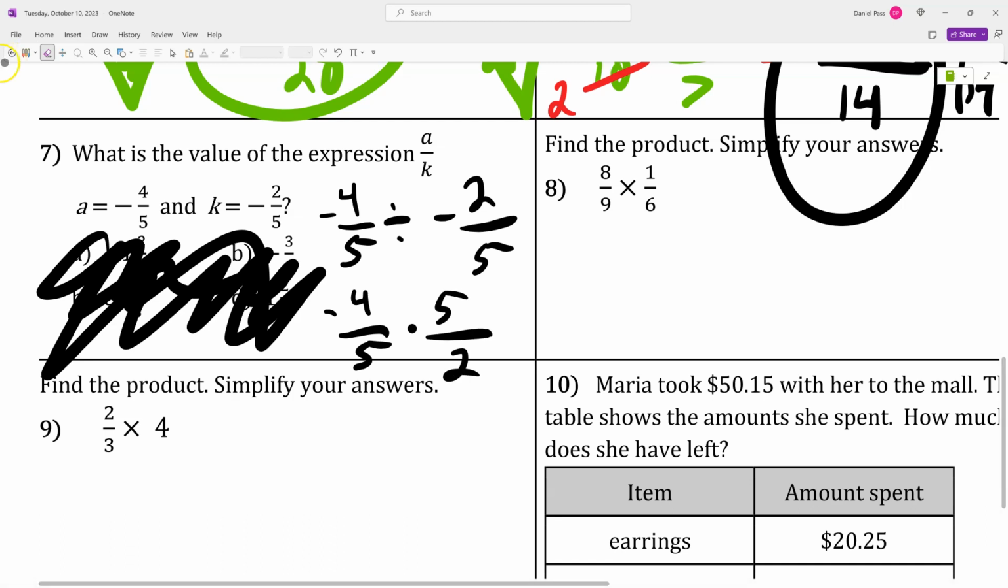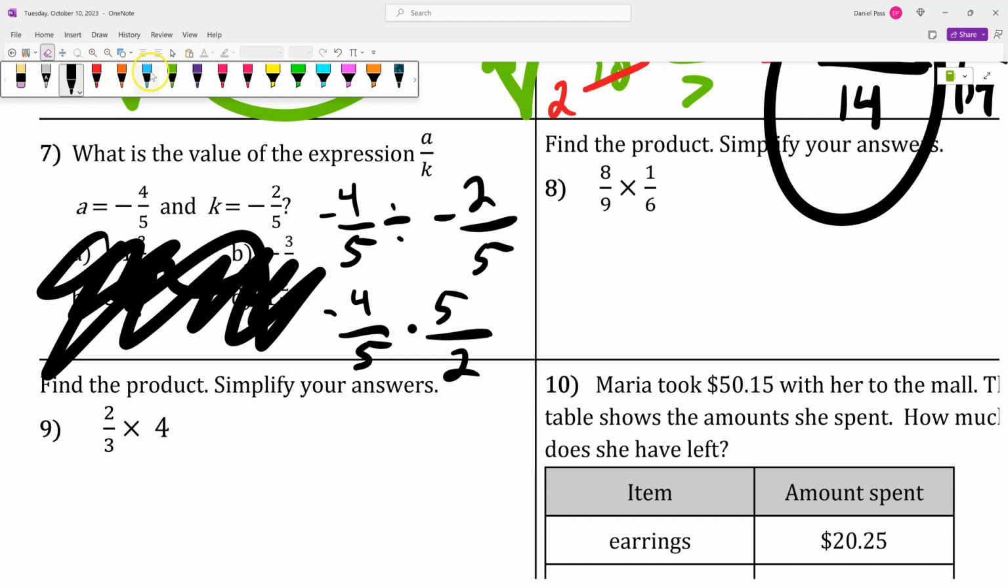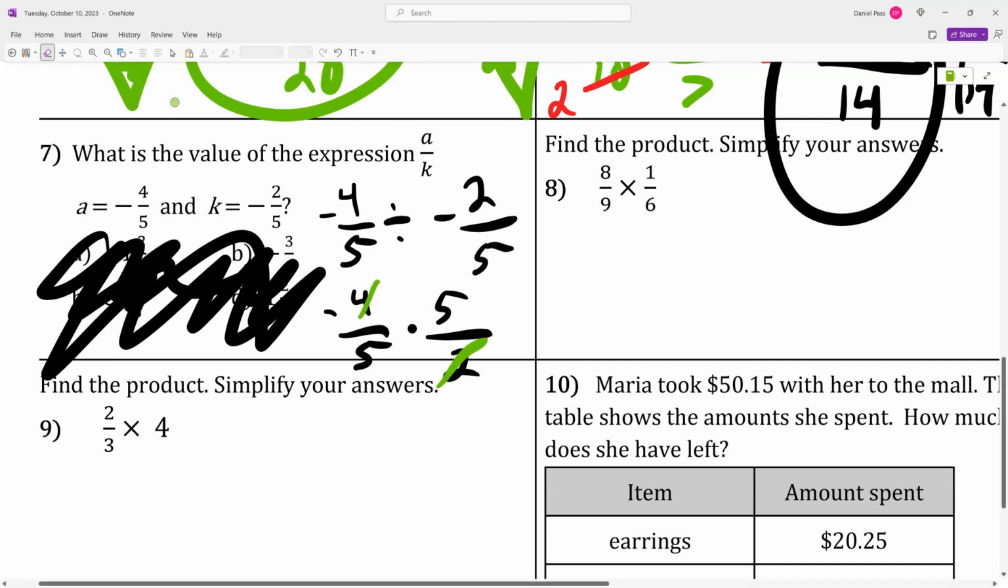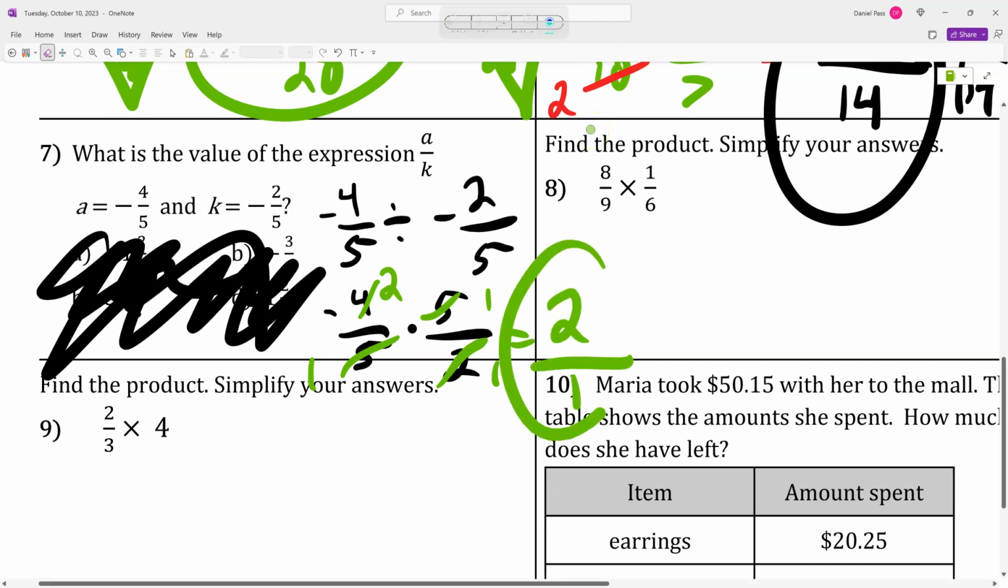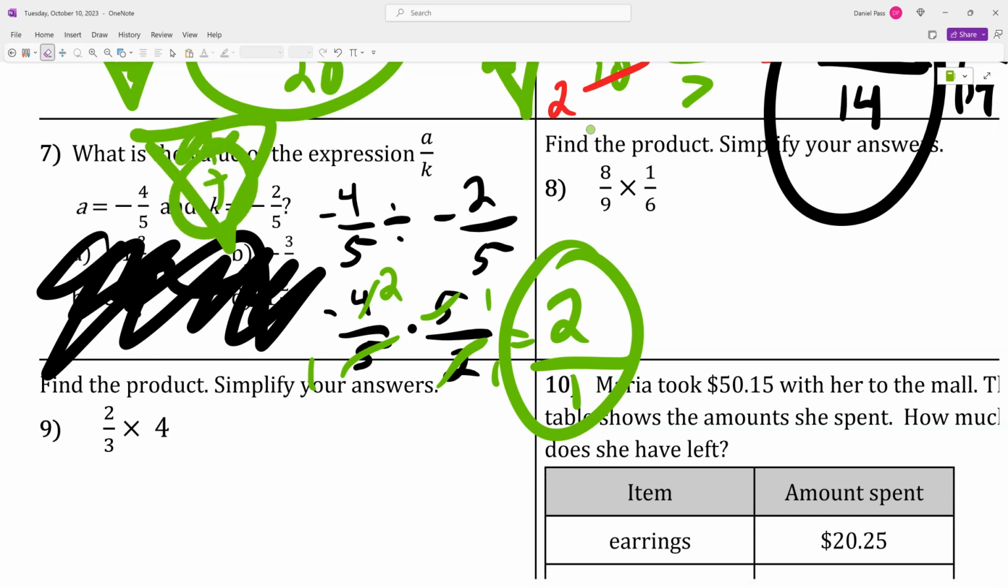Right, and now we've got a lot of reducing to do. So for this one, it's a 2 and a 4. We divide by 2, so this is 2 and 1. And then for the 5 and the 5, we just put 1. Now 2 times 1 is 2, and 1 times 1 is 1. Now it's positive, because of Dorito Man. Good job. That was excellent.